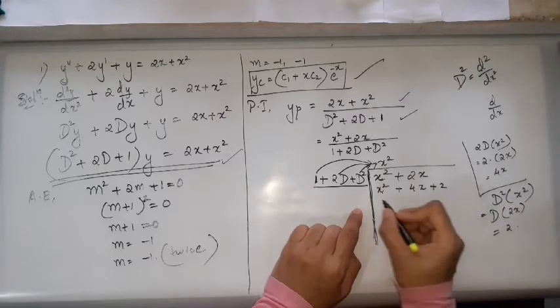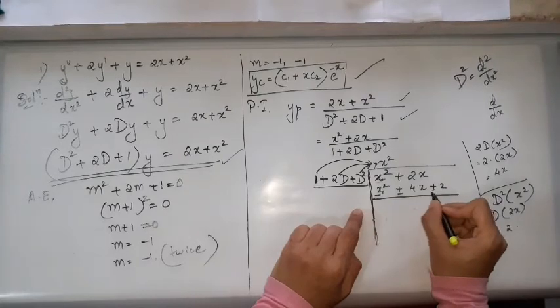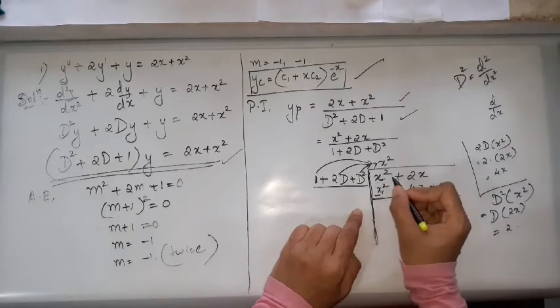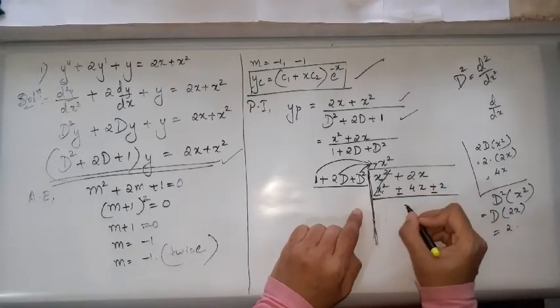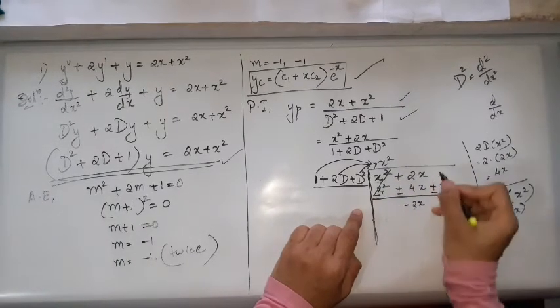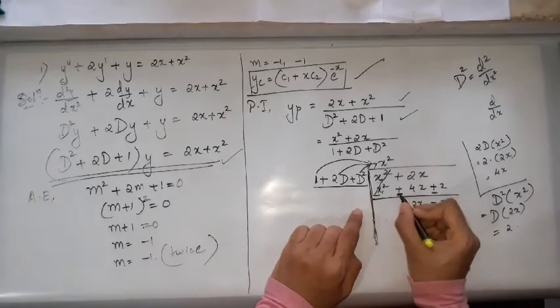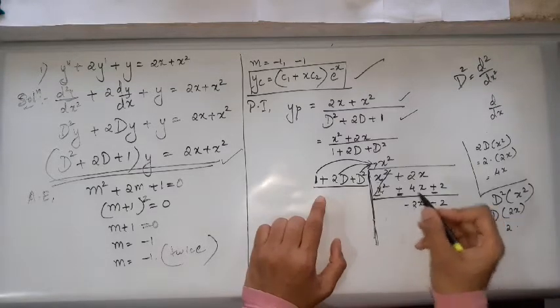Done? Now draw a line like this. Change the signs of the below terms. Now add x square with this minus x square. Both will get cancelled. Add these two, you get minus 2x. There is no constant term here, only minus 2. See, you are changing the signs here. You are subtracting.